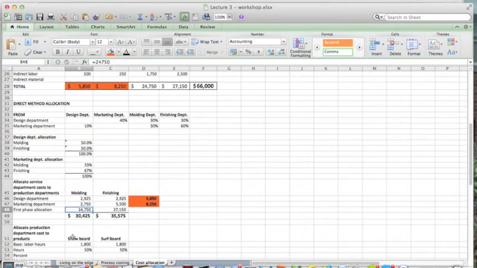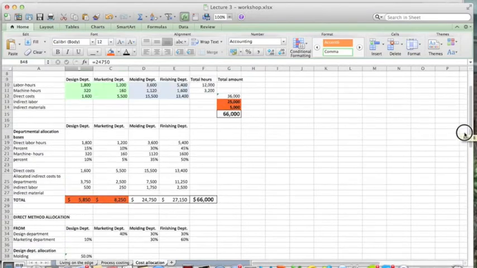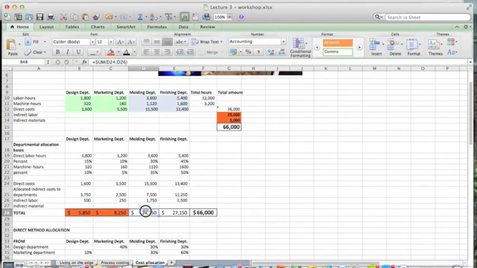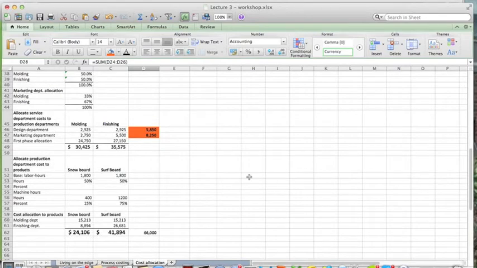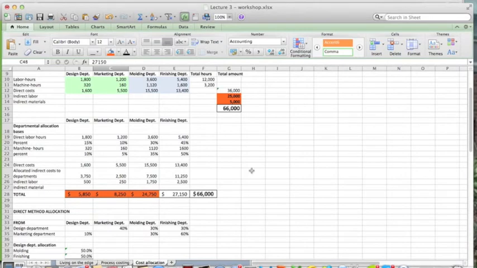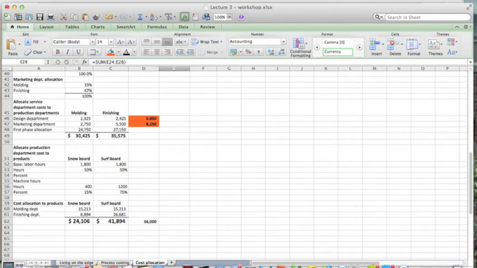Now in the first phase we had an allocation of 24,750. I'll show you where it is. We had this right here, which was just the molding department, how much it drew to begin with. And then the finishing department drew 27,150 in cost. These are just the costs that we already allocated to begin with. But now I'm showing you, okay, now we have design department cost, marketing department cost, first phase allocation, which was just direct and overhead cost.